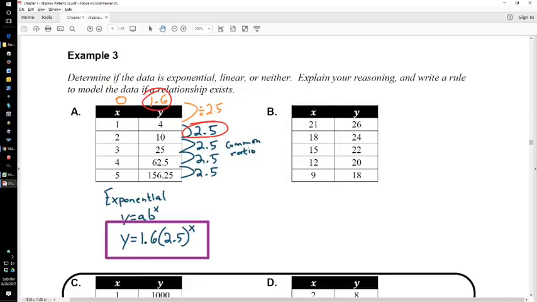Alright, letter B, same idea. You can probably look at this and tell real quick, well, right here we are subtracting 2. We're subtracting 2, subtracting 2, subtracting 2. So this has the same difference, so it's linear.